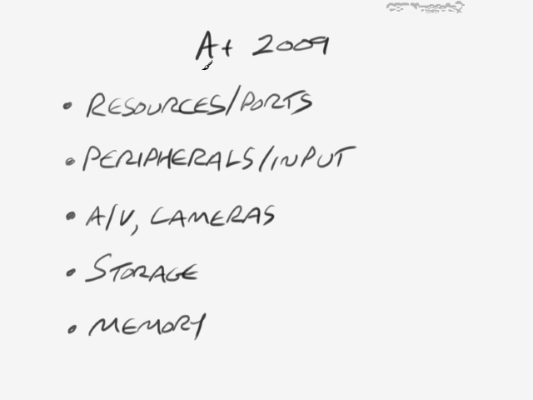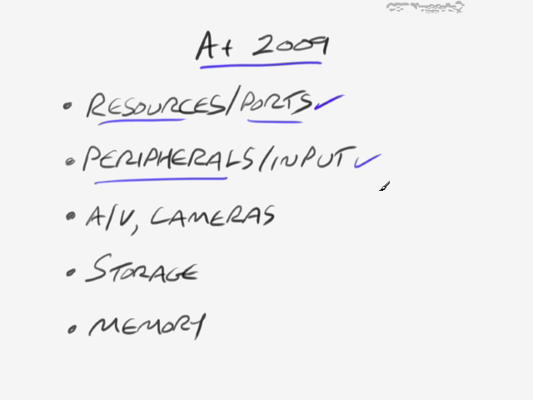And then we'll continue on by talking about resources and ports. When it comes to a computer, it has to have something called resources, such as interrupt requests, I/O addresses, things like this. And there are also ports that you can plug things into, like your peripherals, for example, or your input devices, such as your keyboard and your mouse.